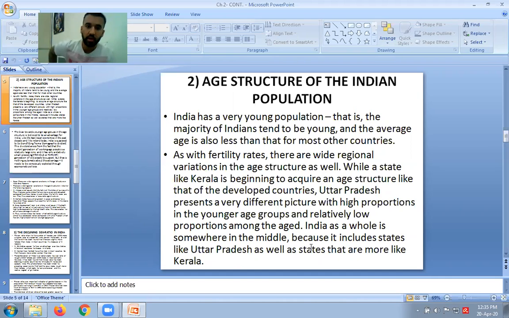Now look what happens. In Kerala, we have got fewer younger people, but we have got more elder people. But in Uttar Pradesh, we have got more younger people and fewer elder people. So there is a variation in age structure also in our country. India is somewhere in between. We have not too many young people, and not too many elder people. So the ratio that comes out of this situation is that we have relatively more young people in our country, right? Okay, so this is what the age structure of Indian population is.